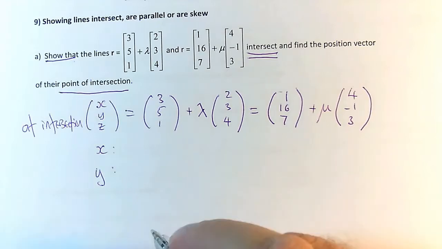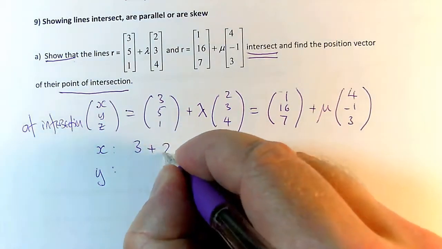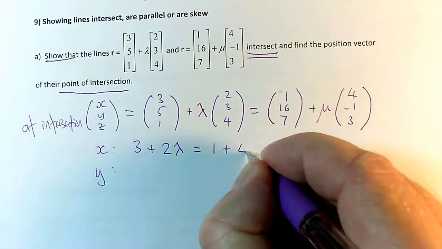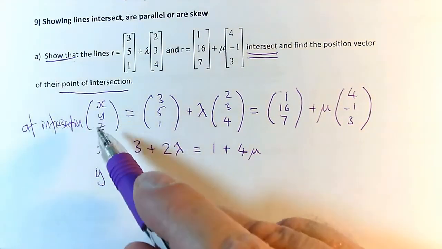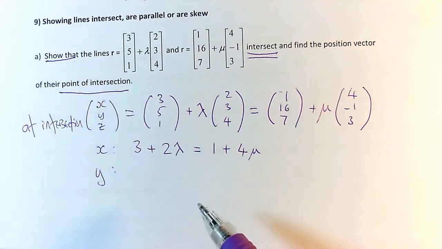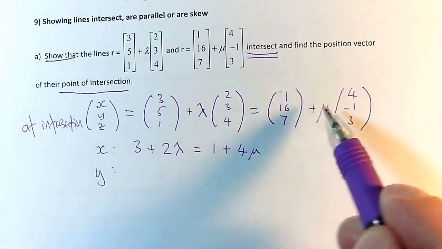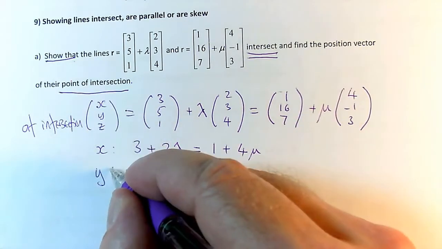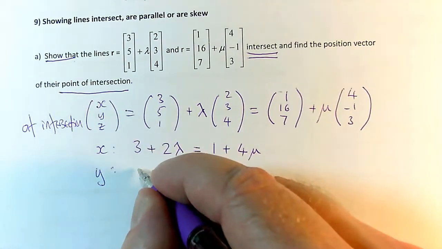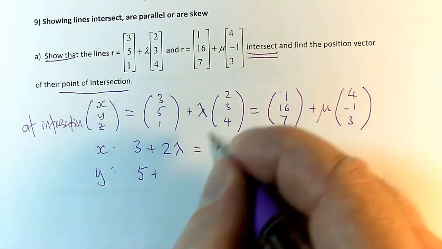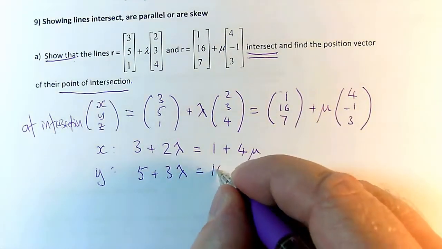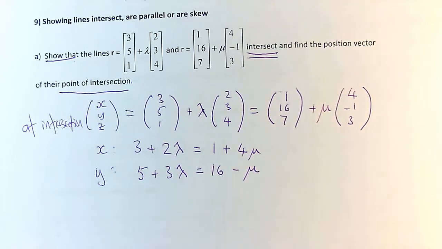So let's set up the x equation. 3 plus 2 lambda equals 1 plus 4 mu. So what I'm doing is you're allowed to look at just one row of this whole equation at a time, taking into account these multiples of lambda and mu. So the x equation was that. The y equation is going to be 5 plus lambda times 3, which is 3 lambda, equals this 16 minus mu. And we'll ignore z just for now. We'll come back to it later.